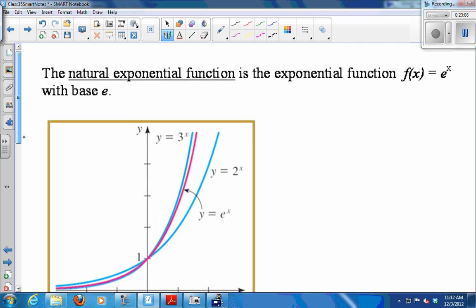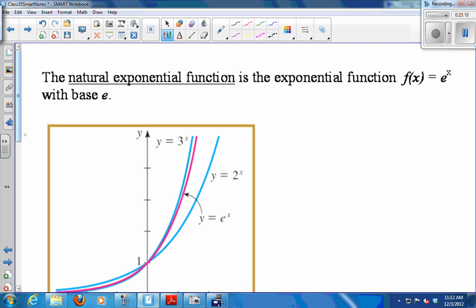So the natural exponential function is e to the x. So now that we have this important number e that shows up in one of the most classic examples of exponential growth, of compounding interest, we're going to look at what the function e to the x must look like.